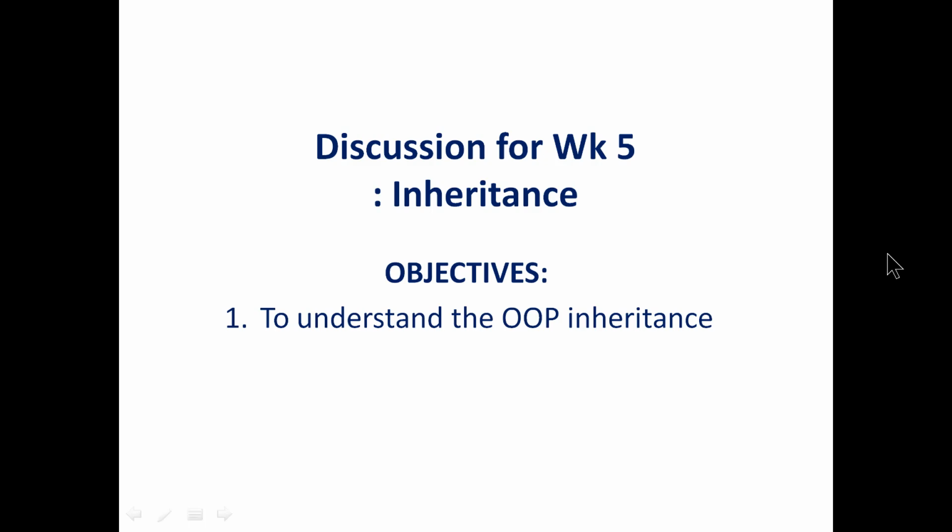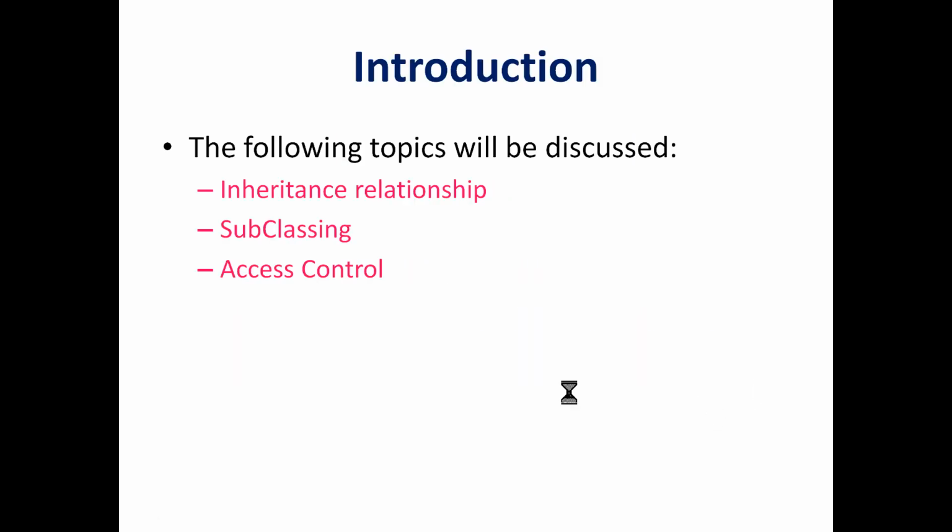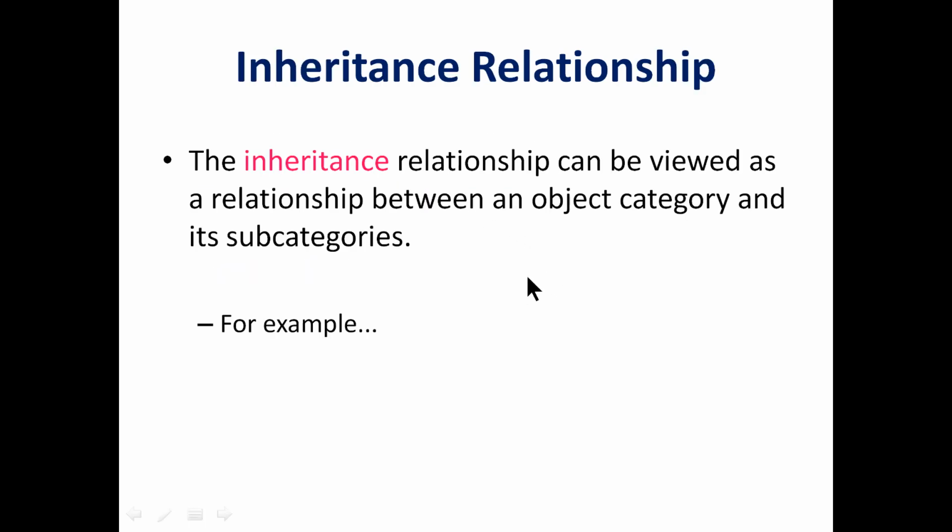Now, talking from this point onward about inheritance, we want to talk about three things. One is the inheritance relationship, the subclassing, and the access control. The inheritance relationship is practically what you see, a relationship between an object category and its subcategories.